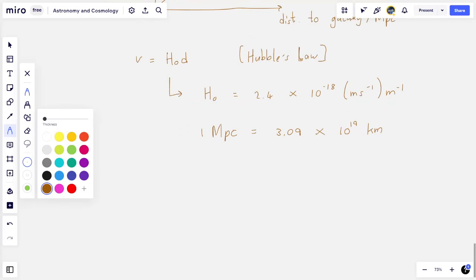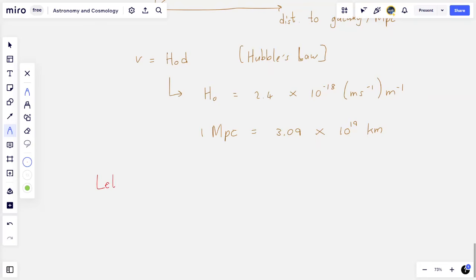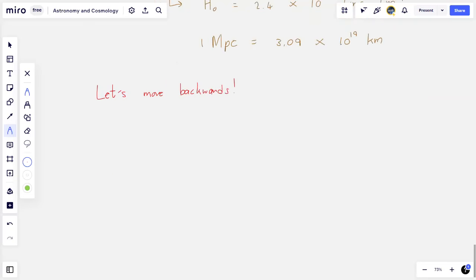Now you're probably wondering why Hubble's law is really that important. Well, to answer that question, let's move backwards. I think if we move backwards, this makes a little bit more sense. Let's take a galaxy. Again, I'm just going to draw it poorly, but there's a spiral galaxy. Maybe it's ours. And then there's another galaxy.